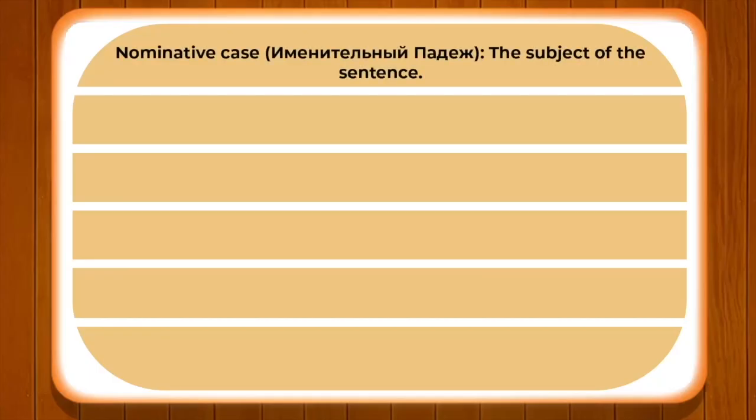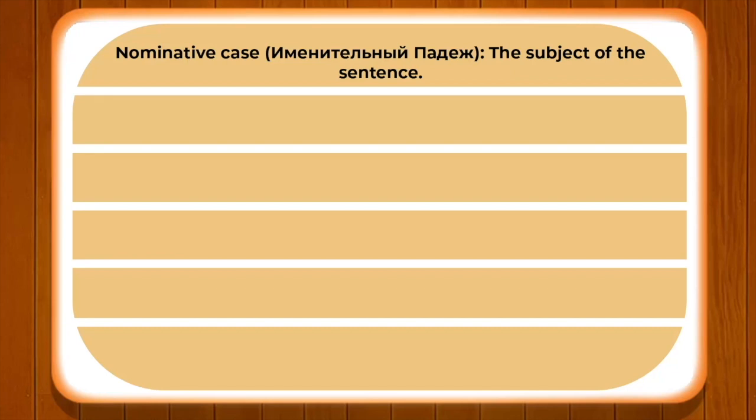As you already know, there are 6 cases in the Russian language, and cases are an integral part of Russian grammar. With the help of these cases, you can understand the meaning of expression of a sentence in a correct manner. So, now let's look at these 6 cases one by one. The first one is known as the nominative case. In Russian, we call it imenitelny padezh. Here, in this case, we talk about the subject of the sentence.